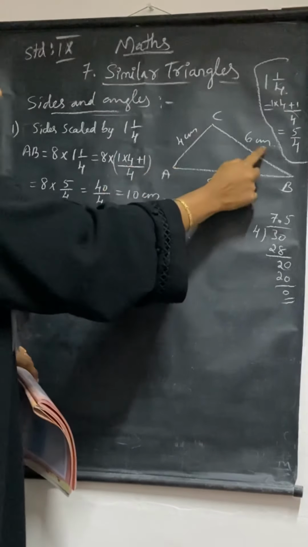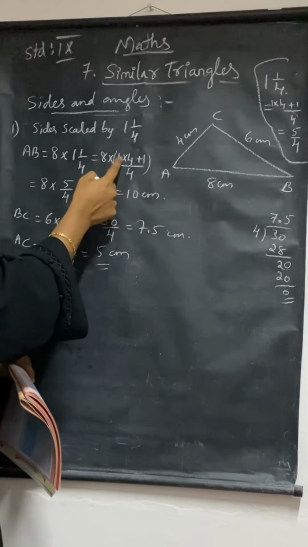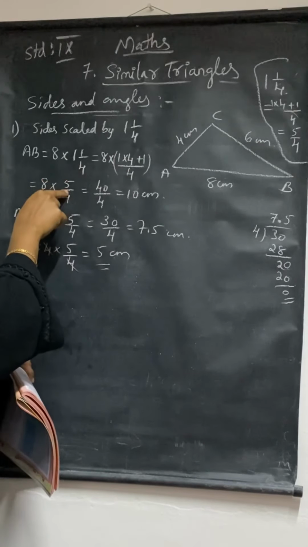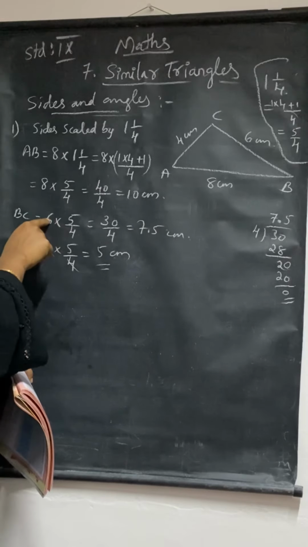Now the BC calculation. 6 into the same 1 into 4 plus 1 by 4, you will get 5 by 4. The same I am going to write here, 5 by 4. 6 fives are 30 by 4.